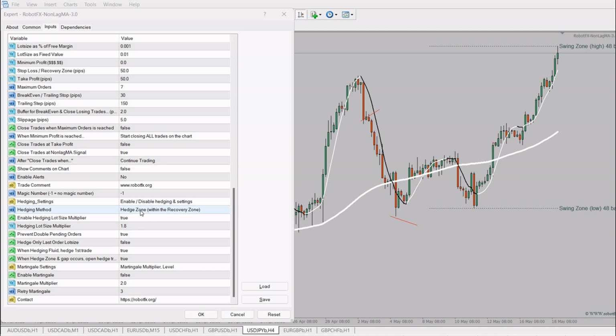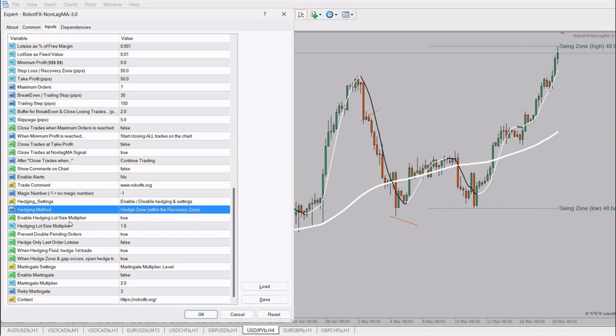So first of all, there is the possibility to choose the hedging method, and this is hedging zone, which is also used by the same algorithm used by the auto recovery expert advisor that we have on the website as a hedging expert advisor only. Hedge fluid, which is hedging with the trend. I will explain shortly. And also just disable hedging completely by setting no hedging. In this case, the expert advisor will place the classic stop loss and take profit for those people who don't want to hedge.